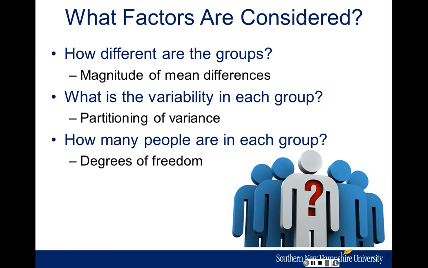The last thing that is considered in these analyses is how many people are in each group. And the number of people, another way to look at that is called degrees of freedom. So you usually take the number of people and you minus 1 or 2 depending on the analysis you're doing, and that's called degrees of freedom.